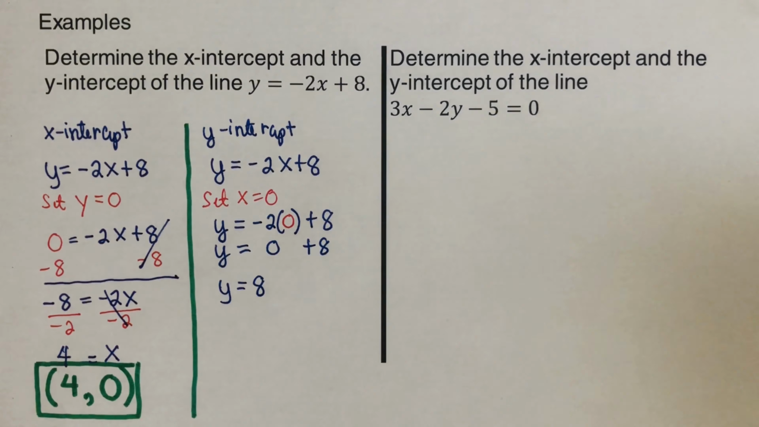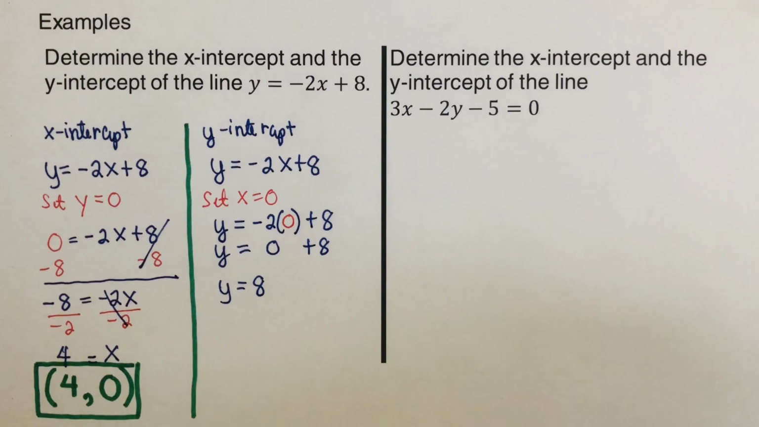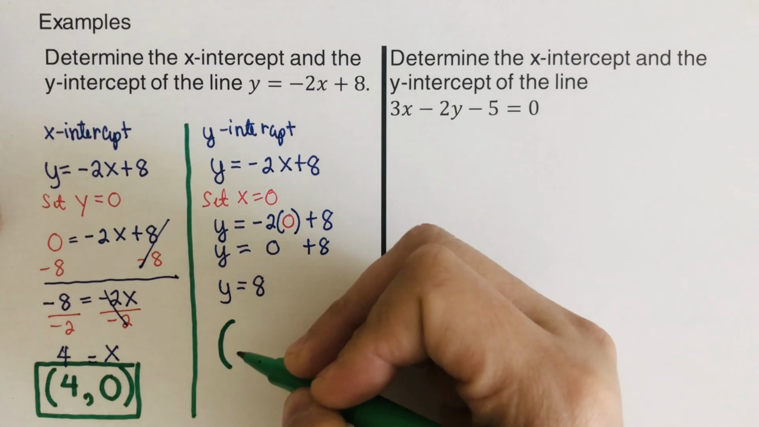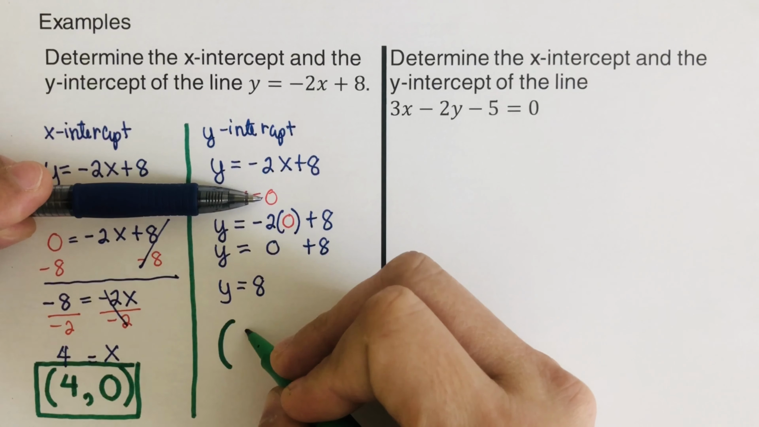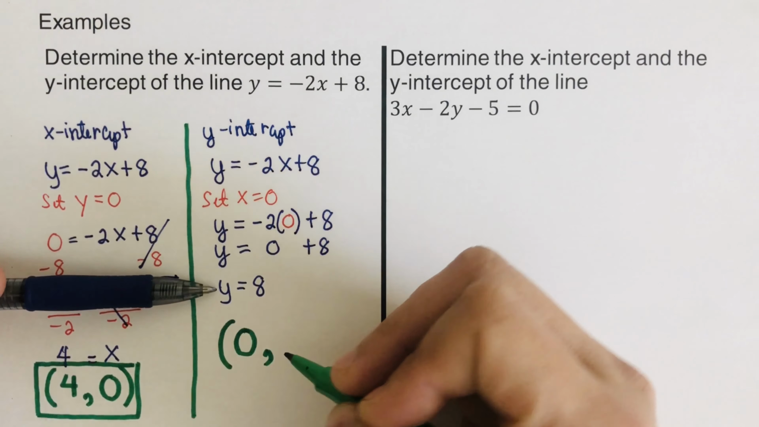So the coordinate for the y-intercept would be, first we write the x. Our x is 0, so I'm going to write 0 right here. And our y that we solved here is 8.